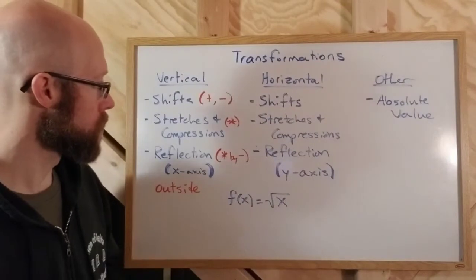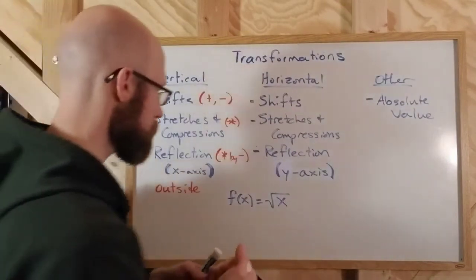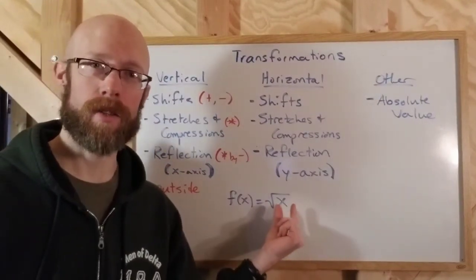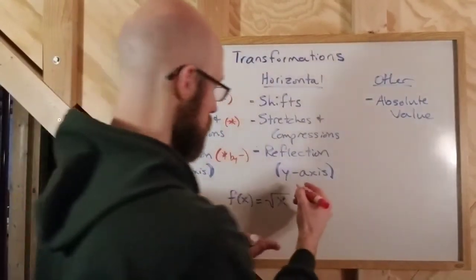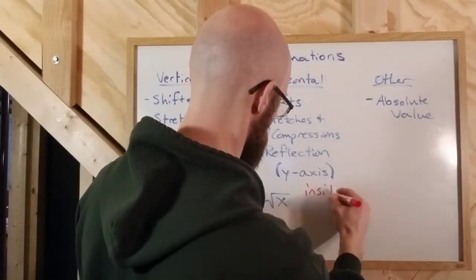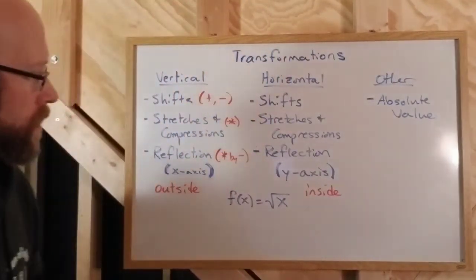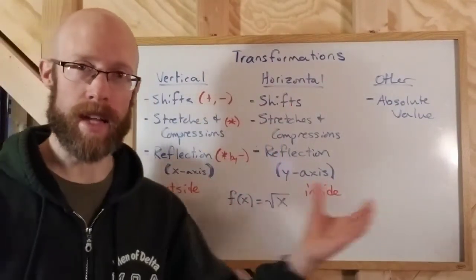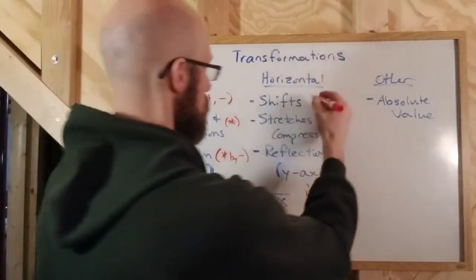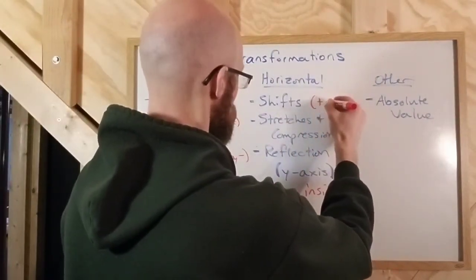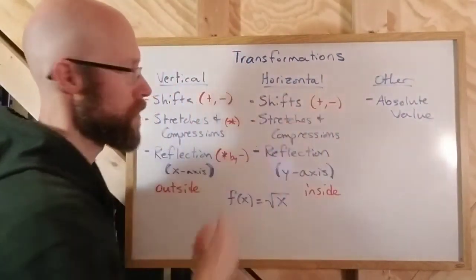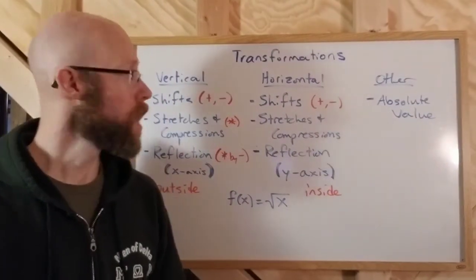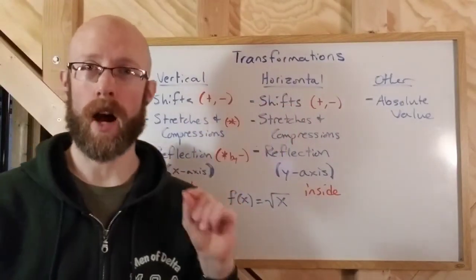With horizontal transformations, those are actually done algebraically on the inside. They're done to the x value, on the inside of the function. The operations are the same, and so shifts are done by adding and subtracting. However, what's weird about the horizontal shifts, and we'll get to this as I go through and actually plot the graphs, is that horizontal shifts are opposite sign.